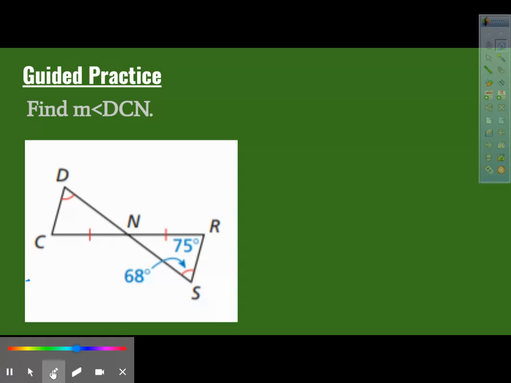Yeah, find the measure of angle DCN. Alright, go ahead, turn your desk to face each other. You're gonna have to do more than just this one problem, so go ahead and turn your desk to face each other.